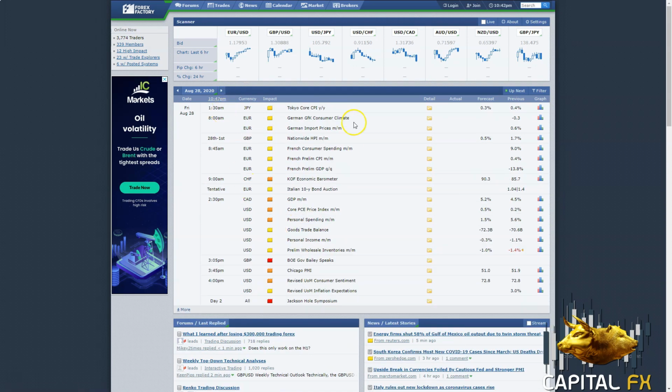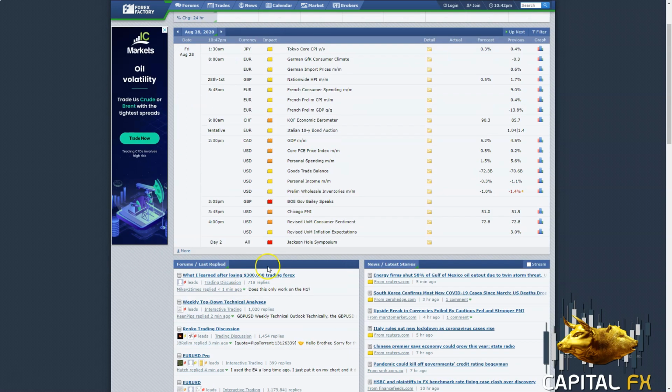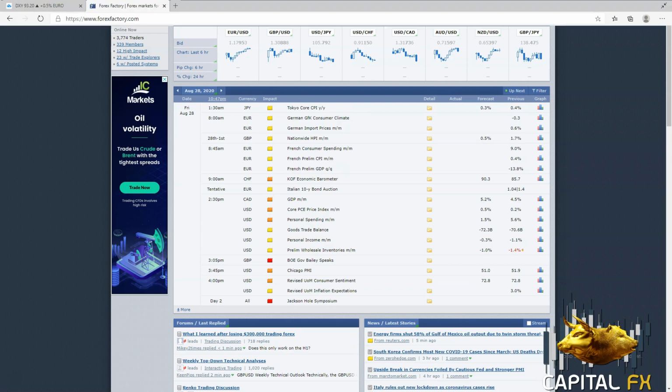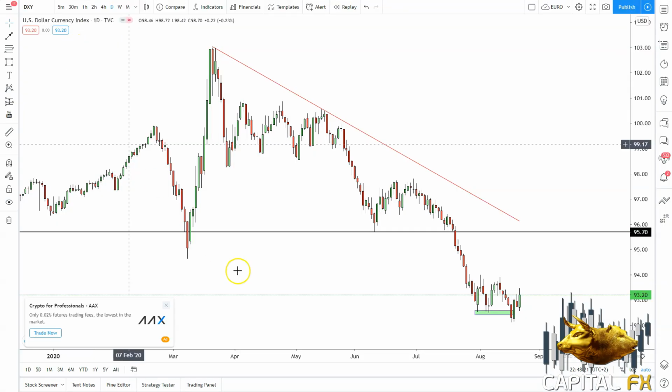And then Friday, just to close off the week, we've got a couple of moderate news events. We've got CHF news at 9 a.m. Then we've got CAD news at 2:30, also coupled with USD news. But one to really check out for is pound news at 3:05, and then in general, this is a day where we should be looking at our charts. So, guys, jumping right into it.